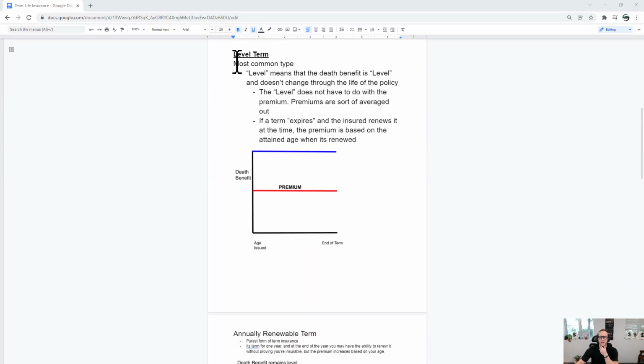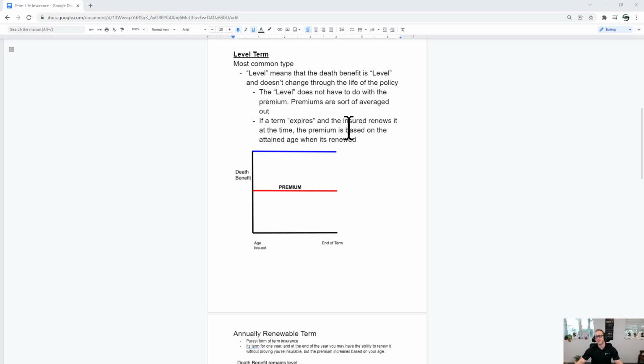I'll show you here. So level term, the most common type. Level means the death benefit is level. It doesn't change throughout the life of the policy. So if the insured dies in year one as opposed to the end of the term, the policy pays the same death benefit. The level does not have to do with the premium. Premiums are sort of averaged out, right? So it's like, okay, they're going to pay this much at the beginning and this much at the end, and they're going to pay the same throughout the policy. So yeah, in the beginning, the person may be overpaying for insurance, because they're compensating for having to pay less later on. The premiums are averaged out over that time.